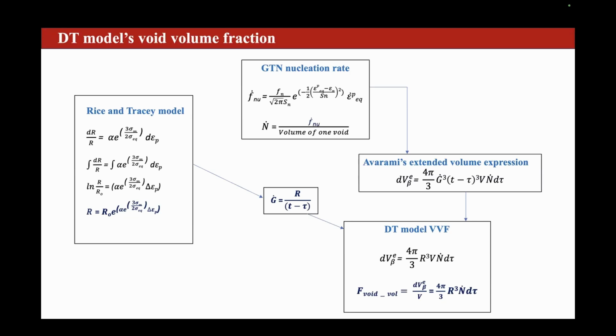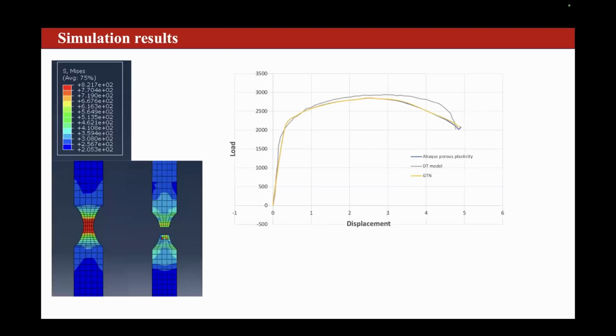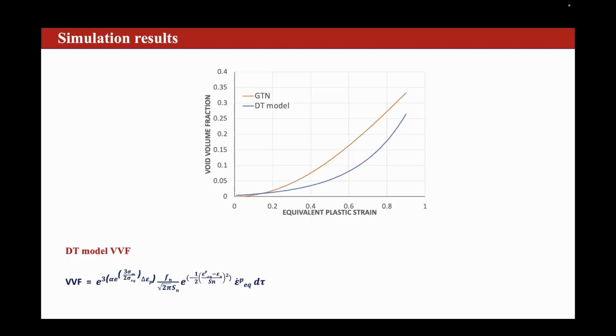Now, once I got the void volume fraction, I implemented the model into Abaqus Explicit using a VUMAT subroutine, and some results were as follows. So the DT model is the Dixit Tiwari model, we have named it. So my model is the DT model. It's in good agreement with the load displacement curve. And when we look into void volume fraction, the void volume fraction for the DT model is coming out to be a little lower than what is in the GTN model. Right now, we are working on the experiment results for the same. So once I get the result, I'll include that part also.